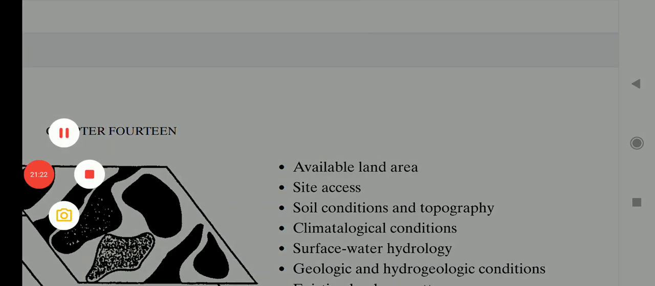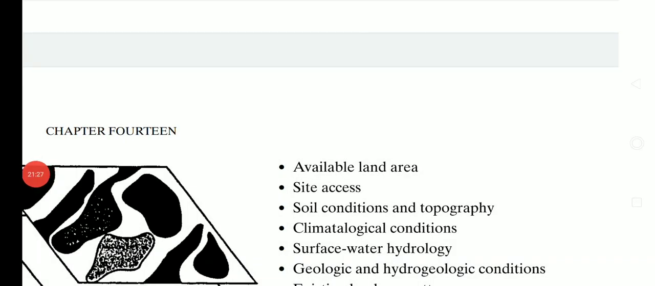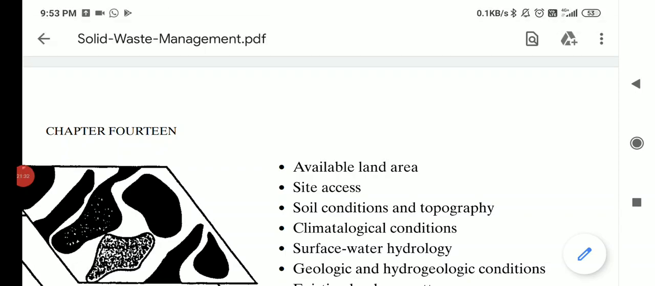All of you write this and also explain this. Whatever PDF notes I have given, I have written all these points. So for the explanation, you go through those notes.